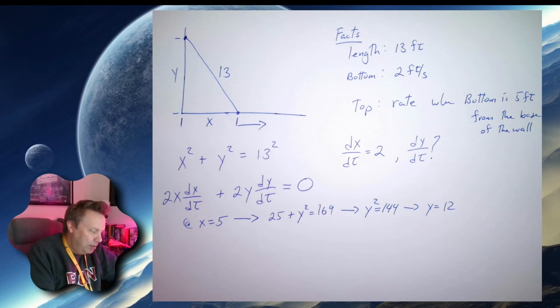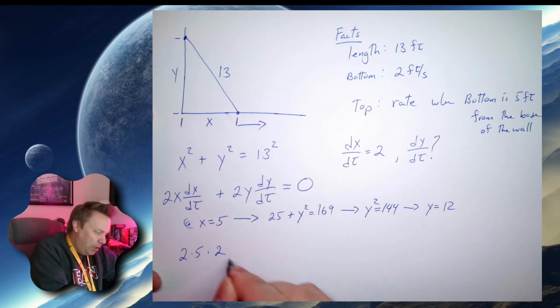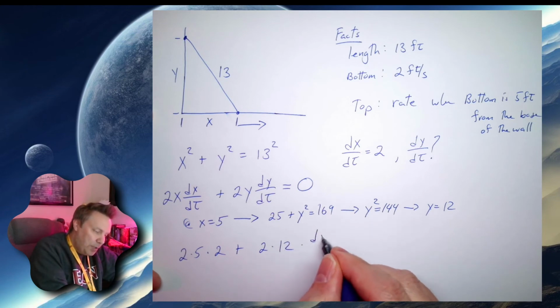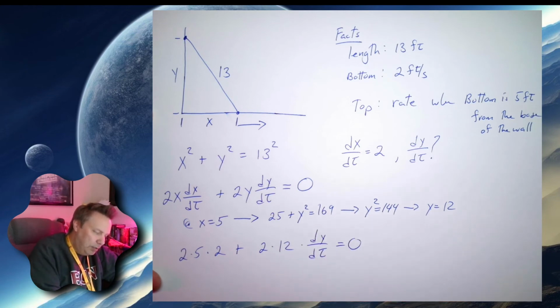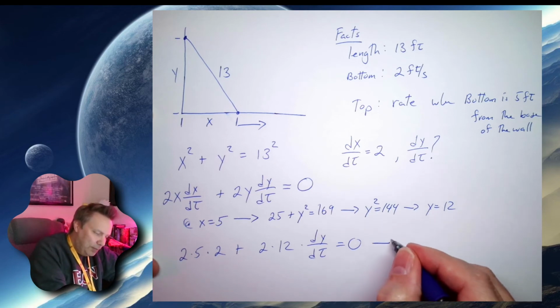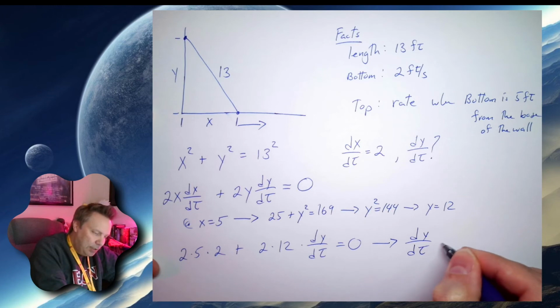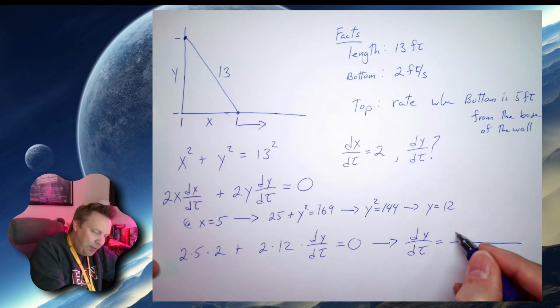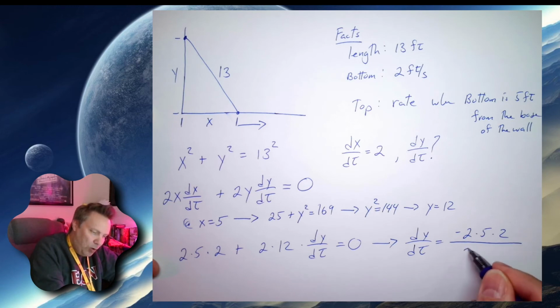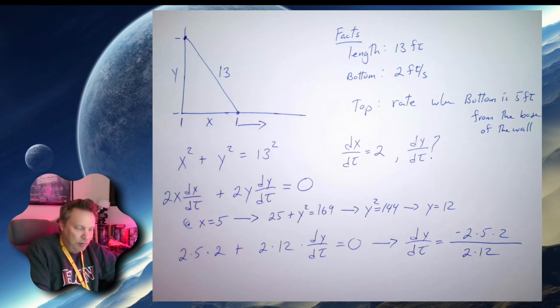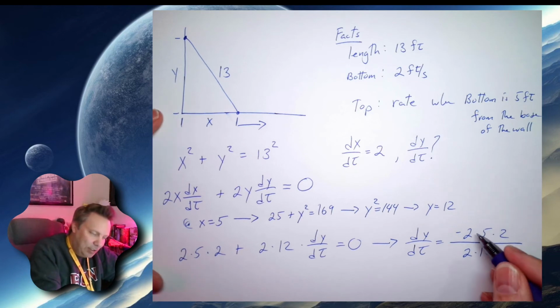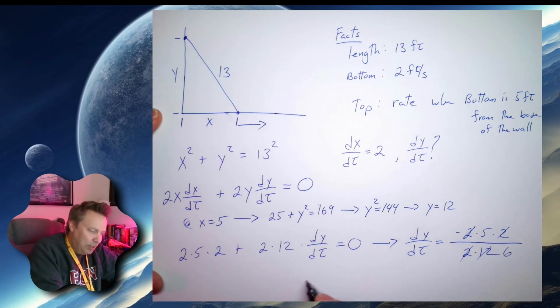So now I have to plug some stuff in. 2 times 5 times 2 plus 2 times 12 times dy/dt is equal to 0. So what does this give me at the end? This says that dy/dt is equal to negative 2 times 5 times 2 all over 2 times 12. We can do a little canceling here. This 2 with that 2, this 2 with the 12, I'm left with a 6. So dy/dt is equal to negative 5/6.